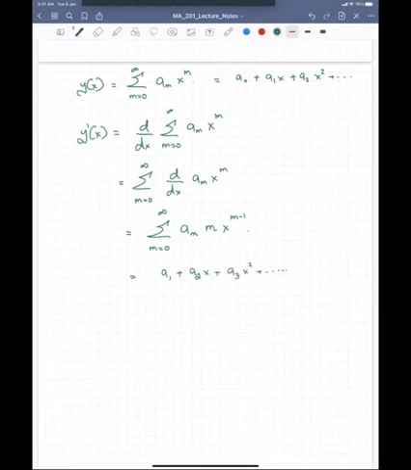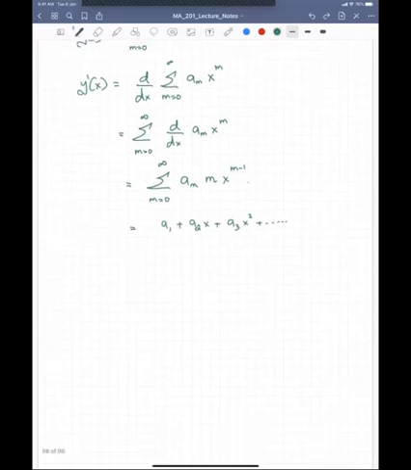Compare this series and this series, and you find that the coefficient of x is a1 in the first case, but it is a2 in the second case. The coefficient of x squared is a2 in the first case, but it's a3 in the second case. That's because the differentiation has brought down one power of x. So this is important to know.